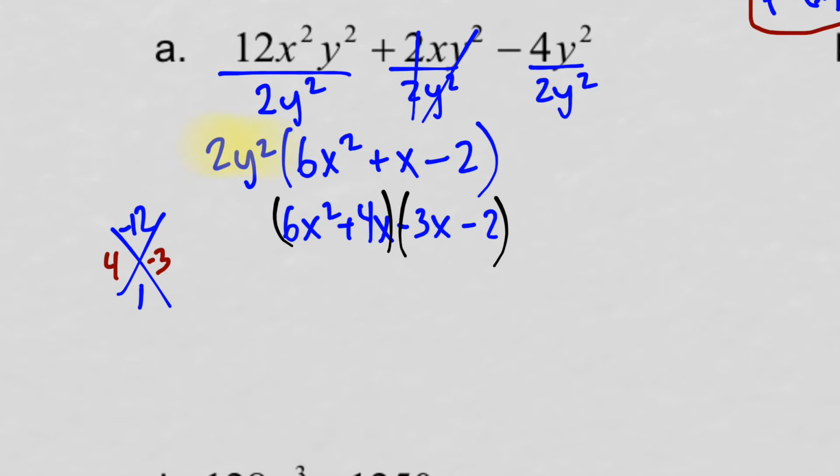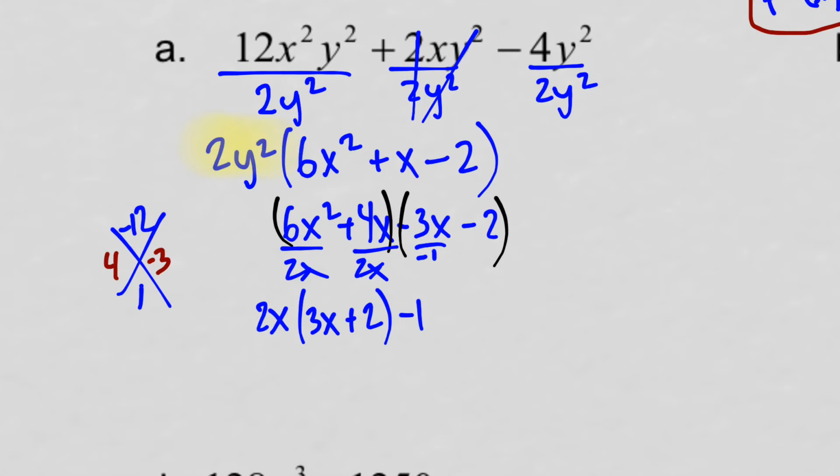For the first pair, it looks like they both have a 2x in common, right? 2x, 2x. That means that I'm going to factor out 2x, leaving me with 3x plus 2. For the other pair, they have nothing in common, but they're negative, so I'm going to factor out negative 1 from both of them. So I'm going to get 3x plus 2 again.